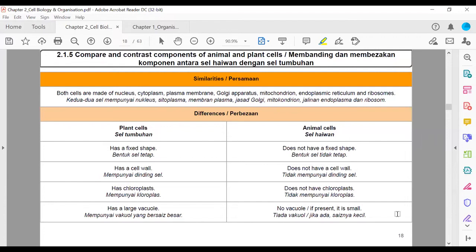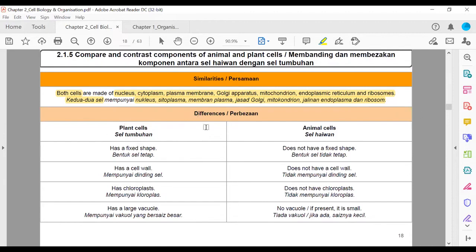So yang pertama, similarities dia. Both cells are made of nucleus, cytoplasm, plasma membrane, Golgi apparatus, mitochondrion, endoplasmic reticulum, and ribosomes. Kedua-dua sel mempunyai organel-organel ini ataupun cellular component ini. Nucleus, cytoplasm, membran plasma, jasad Golgi, mitochondrion, jalinan endoplasma, dan ribosom. So both animal and plant cells have these cellular components. Faham kan? Very easy, tak perlu saya nak explain.